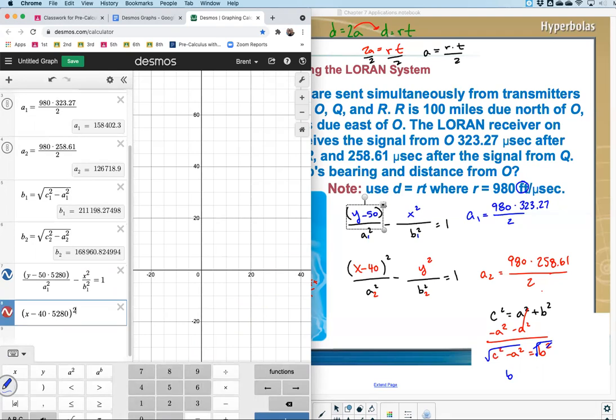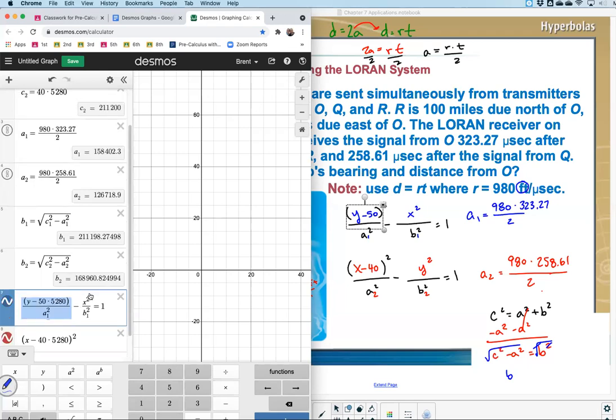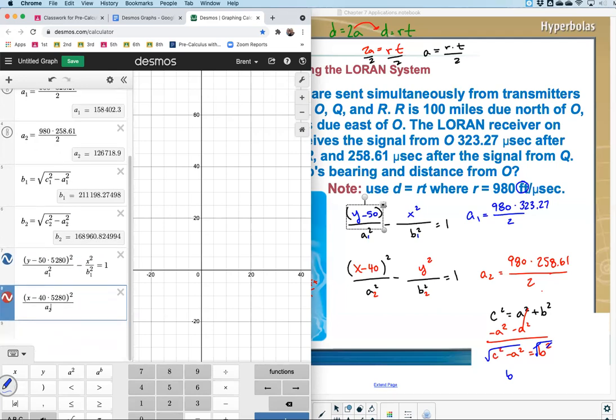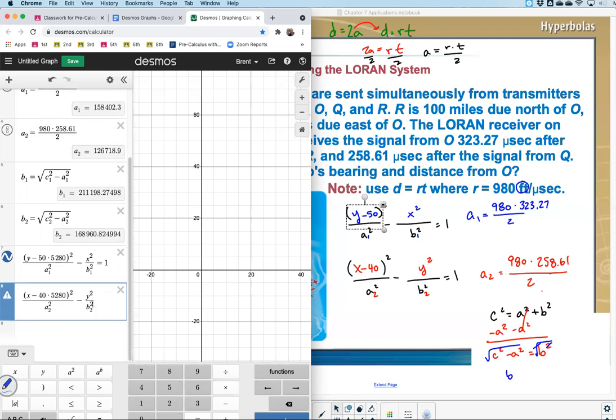This will be squared. I realize I didn't square this one. Square this one, numerator. Squared. There we go. Divided by A2 squared minus y squared divided by B2 squared will equal 1. Now let me check and make sure A1, B1, A2, B2. It looks like I got my values.